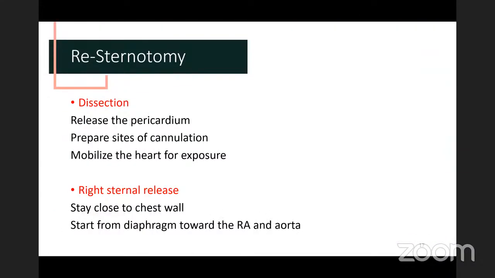So your dissection is mainly for releasing the pericardium, preparing sites for cannulation, and mobilizing the heart for exposure of the valve. You usually start with the right sternal release. Stay as close as possible to the chest wall to avoid injuring the right atrium and right ventricle. Start from the diaphragm toward the right atrium, then the aorta.